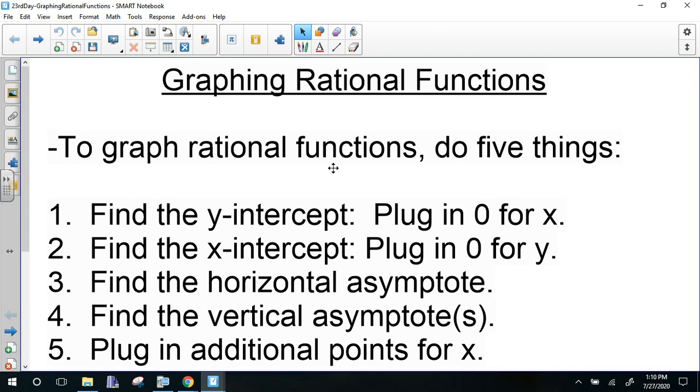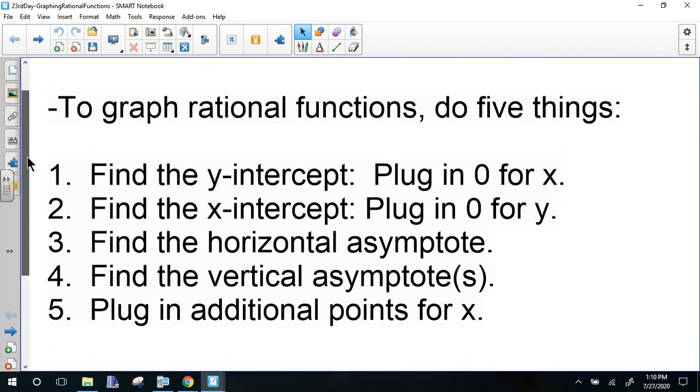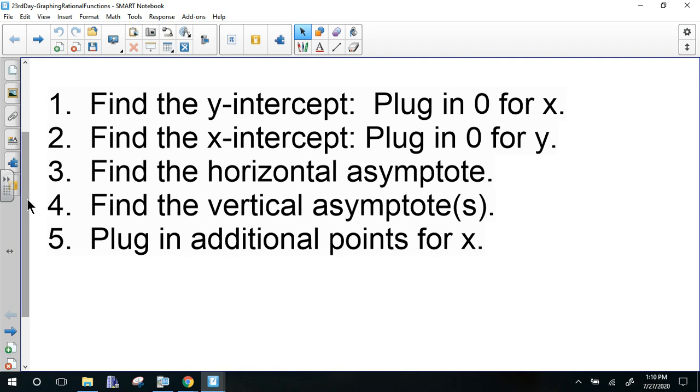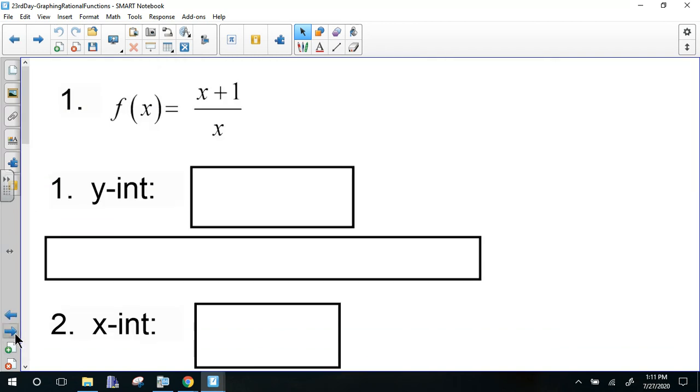We're going to learn to graph rational functions, and we need to do these 5 things when we graph them. We need to find the y-intercept. To do that, plug in 0 for x, solve for y. We need to find the x-intercept. Plug in 0 for y, solve for x. We've already been through how to find horizontal asymptotes, vertical asymptotes, and even slant asymptotes, so you should know how to do that. And then we're just going to plug in some additional points for x to get a good picture of how our graph goes. All right, so let's look at an example.